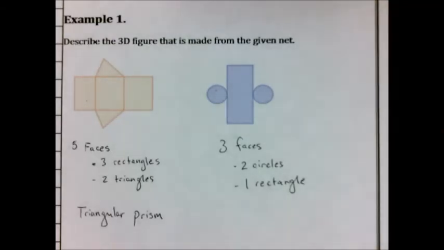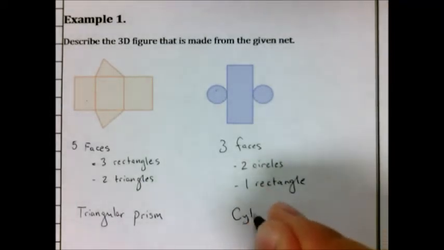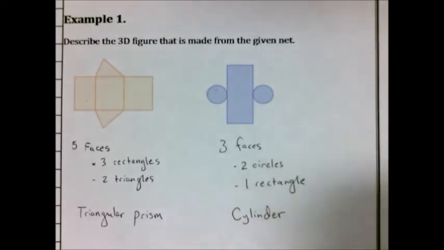And remember, cones have one base that goes up to a common vertex. Right here there's one rectangle, but those circles are our bases. The circles are always going to be the base, and because there are two of them, we know that it's going to be some form of cylinder. Okay, so this is actually a cylinder.